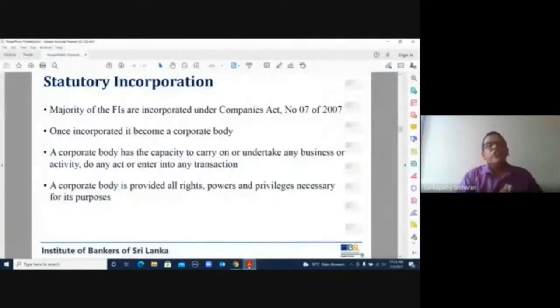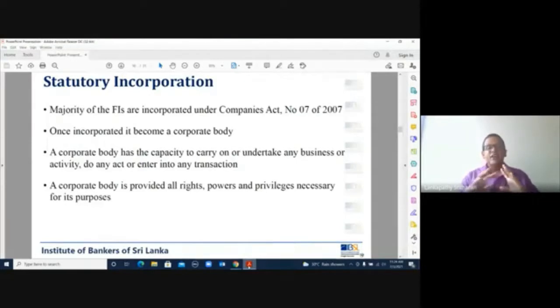Other than that, the majority of the financial institutions are incorporated under the Companies Act. It may be Commercial Bank, HNB, Cargills Bank, or any bank you can name. Once incorporated, it becomes a corporate body, and a corporate body has the capacity to undertake any business or activity, do any act or enter into any transaction. This is in the Companies Act. So a company or corporate becomes an artificial person.